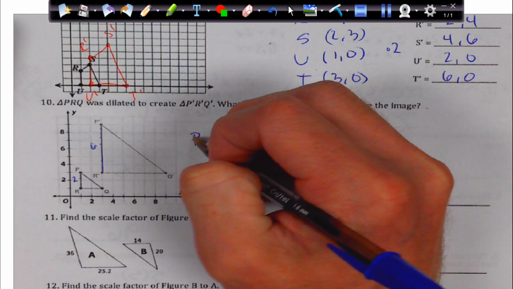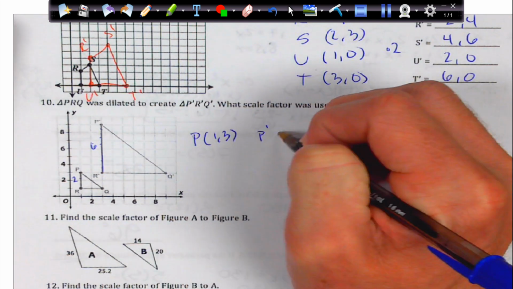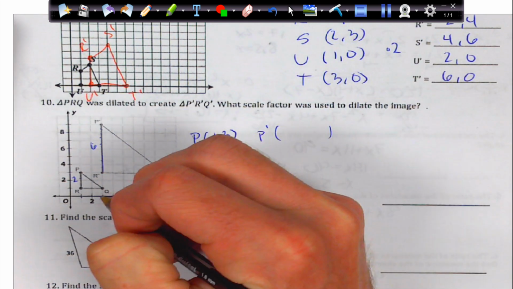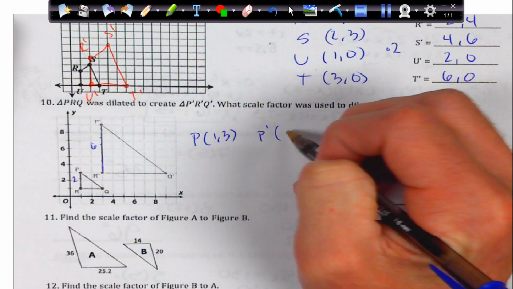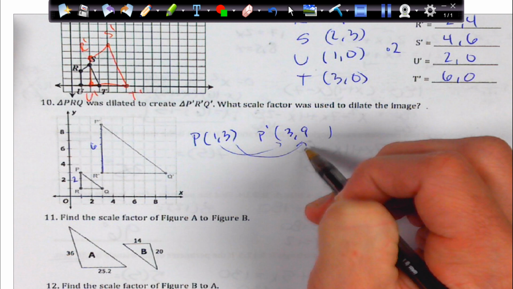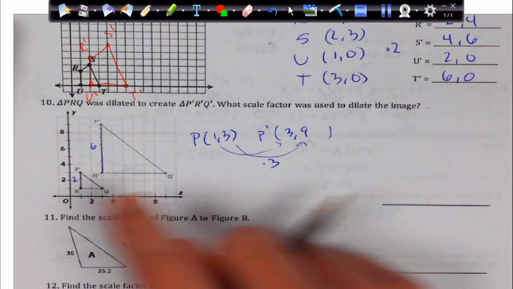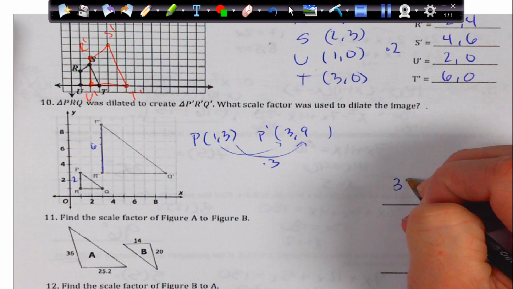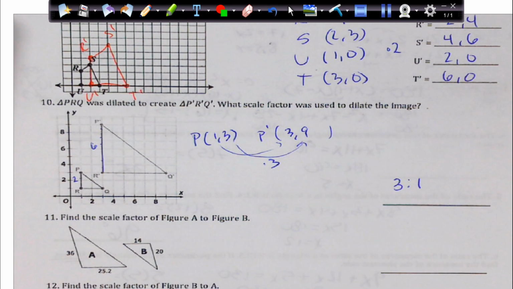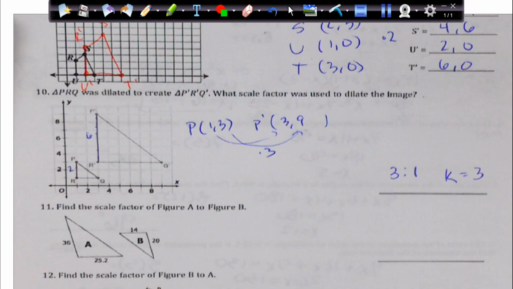So like, what is P? P's at 1, 3. And then what's P prime? That's at 3, 9. And how did I get from here to here and here to here? That was probably multiplied by 3. So my scale factor from here to here is probably 3 to 1, or 3 is my scale factor. You could say k equals 3 would also be sufficient.